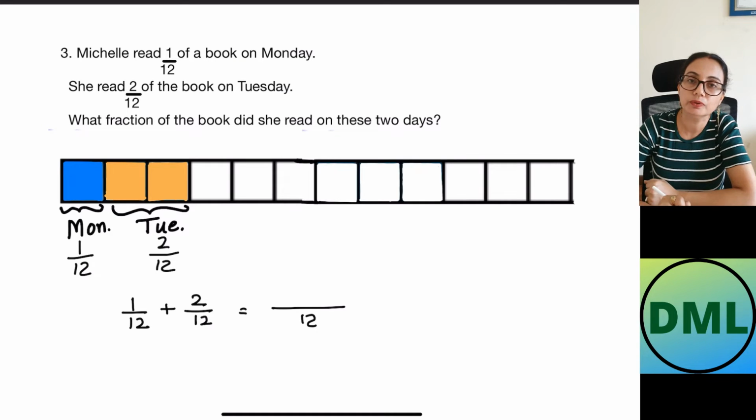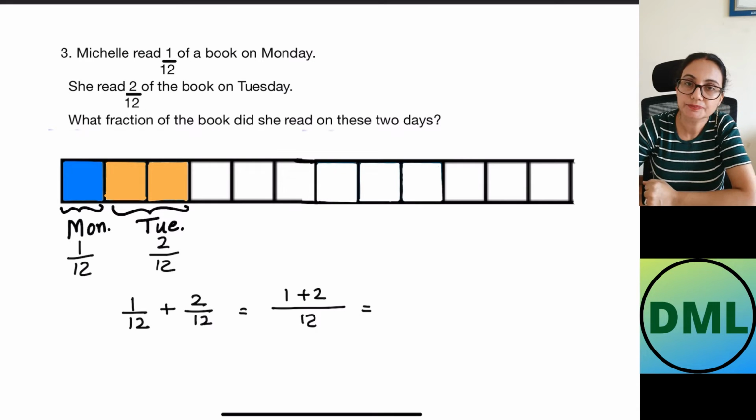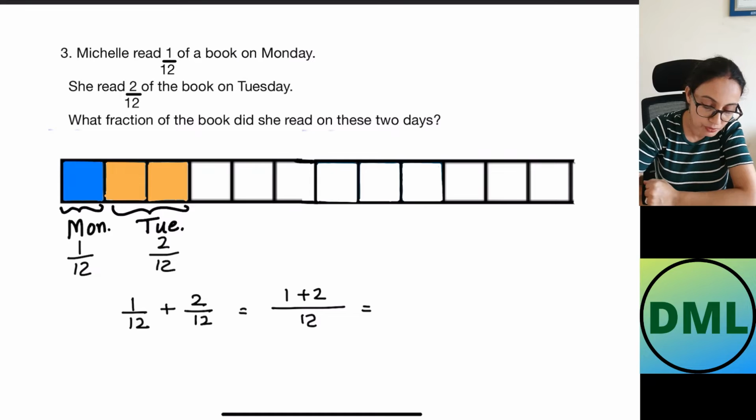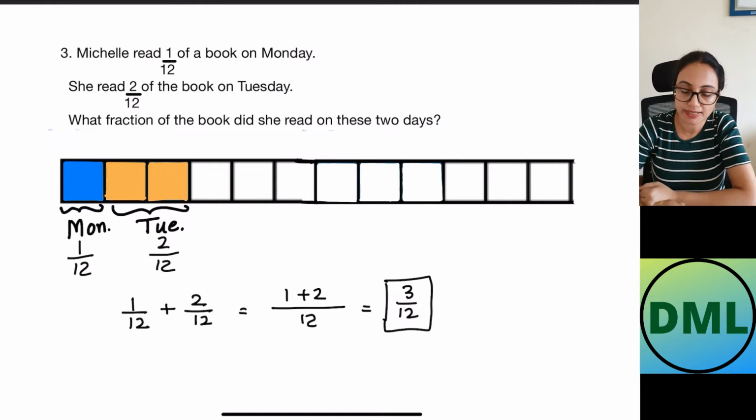Now what do I have to do? I have to add my numerators, right? So let's write it. 1 plus 2. If I add 1 plus 2, how much will be my answer? 3, right? So let's write it 3/12. So this will be my answer. That means out of a total 12 parts, she read a total of 3 parts on Monday and Tuesday together. Let's see one more example.